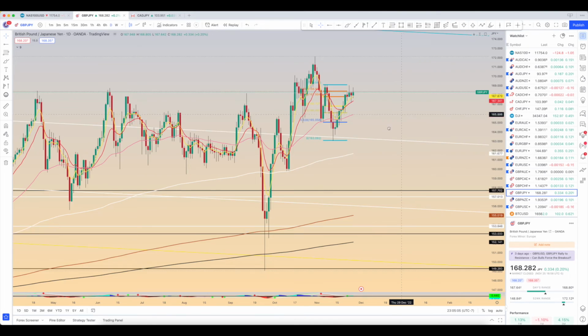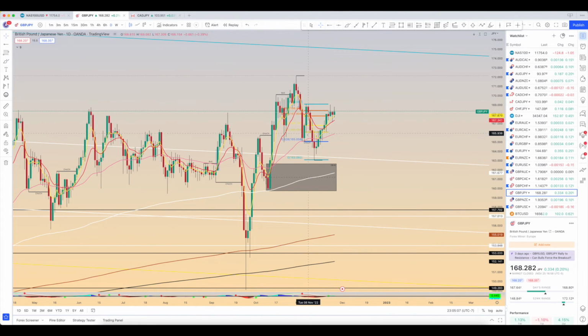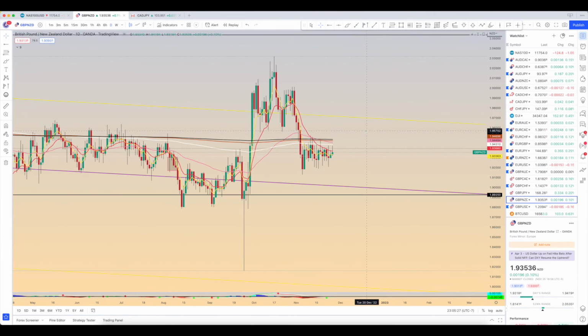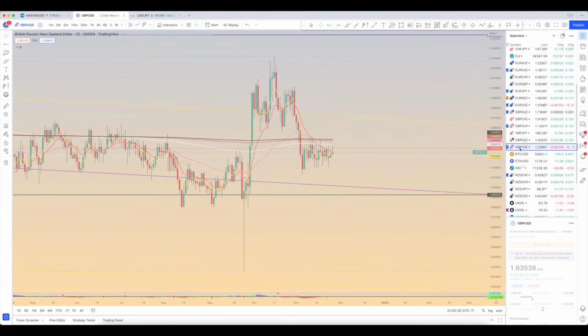GBP JPY, not too interested here. It just looks like it kind of hit a double top. It might be dropping a little bit more, but seeing as GBP rates are at 3% and JPY is negative 0.1, I have a feeling we're still going to be climbing. GBP NZD, no thank you. GBP USD.